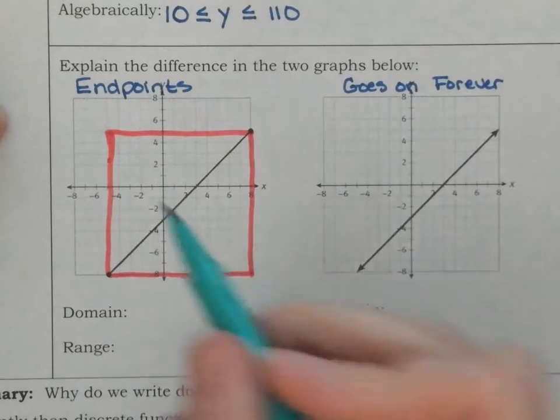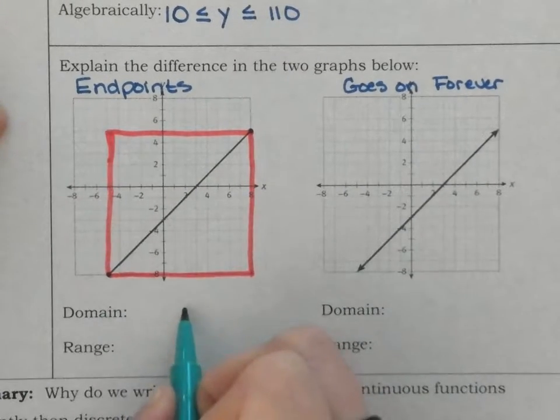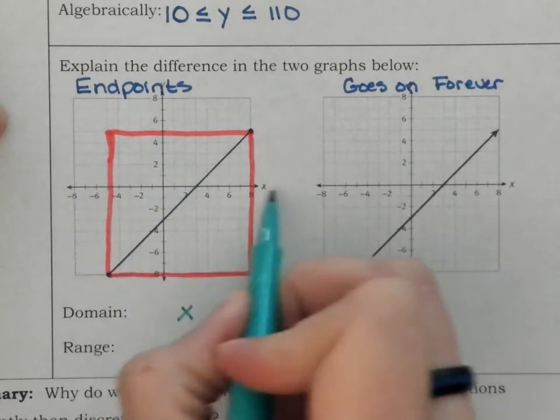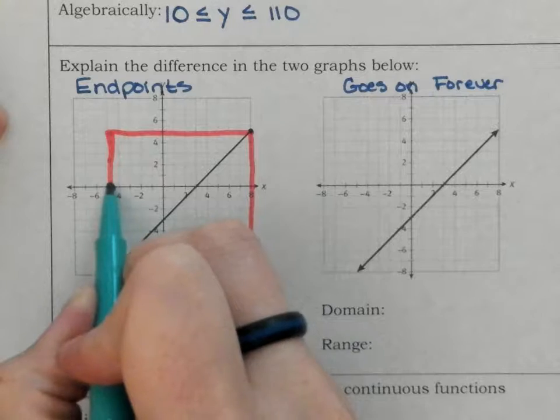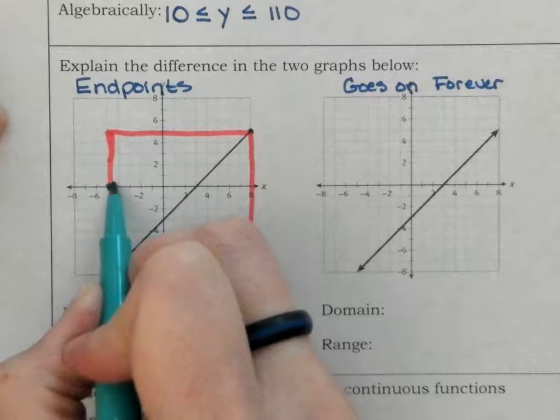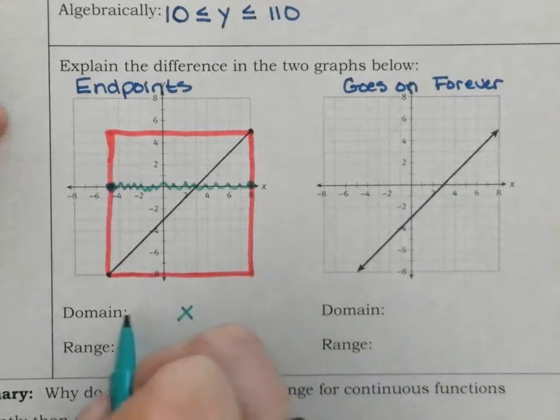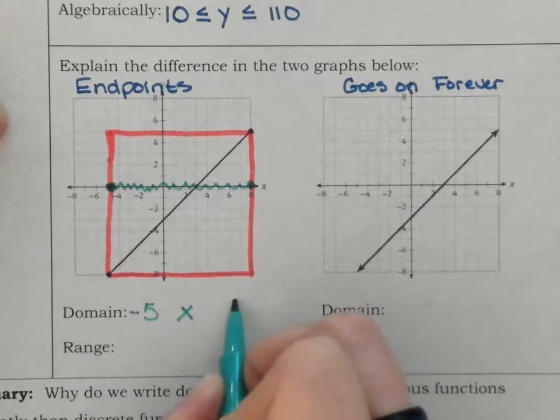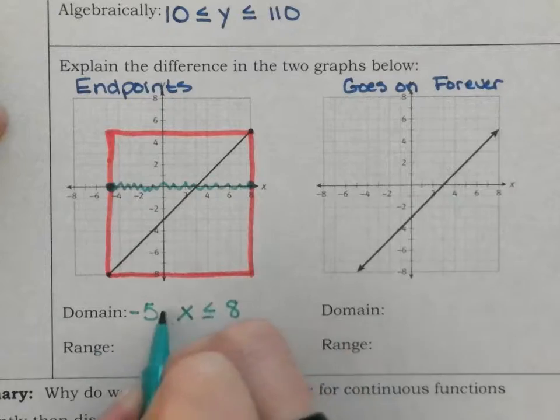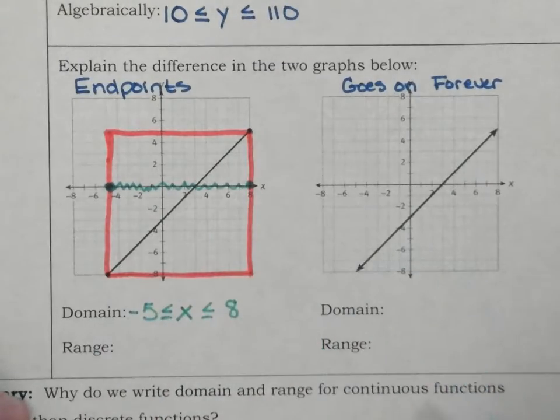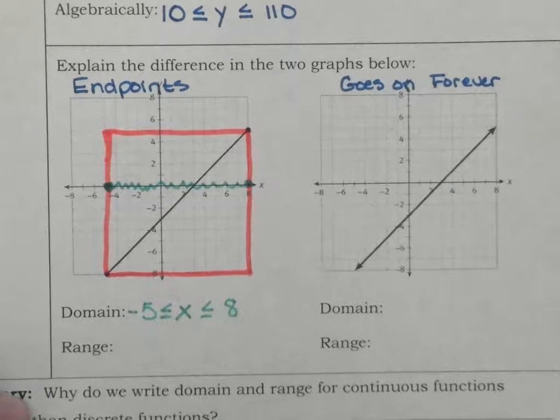So if I'm looking at the domain, my x values, I'm going to look only at my x-axis. Where does my x-axis start? It starts right here at -5 and goes all the way over to +8. So from -5 to +8, and we're including those numbers. They're closed circles. And we'll look at some examples later that have some open circles.